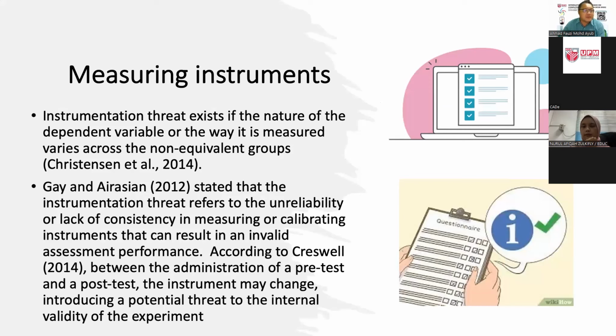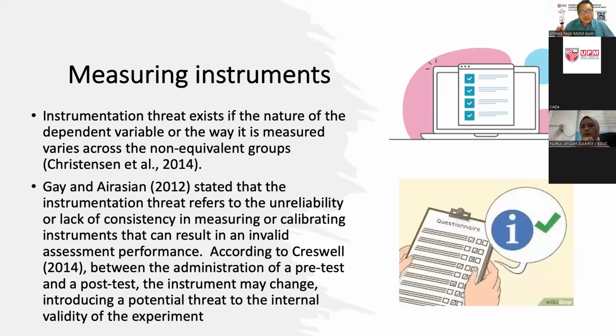So make sure the instrument measures what it is supposed to measure. You make sure that the instrument used is valid. This one you can avoid by using validation and also a pilot study. This measuring instrument is not only for experimental studies, but also for survey studies and correlation studies. You need to make sure that every instrument used in your research is valid.